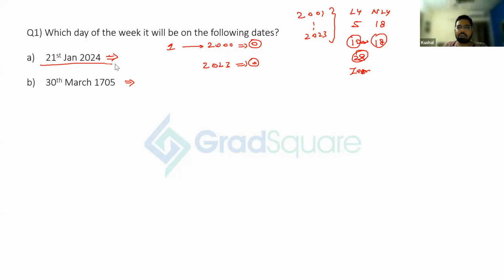Now you have got what? 21st of January. In January 24 also, you are taking 21 days. 21 days will give you how many odd days? 0 odd days. 0 odd days implies what? 0 odd days implies it is a Sunday. So the first answer should be a Sunday. Please take 30 seconds and let me know if you have a doubt.